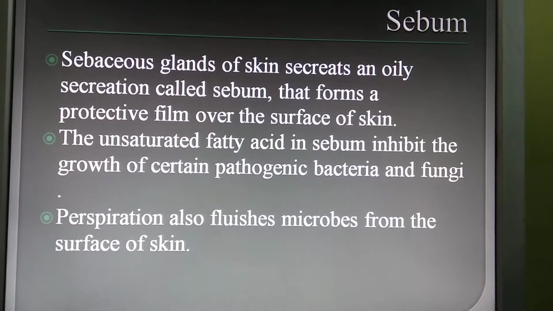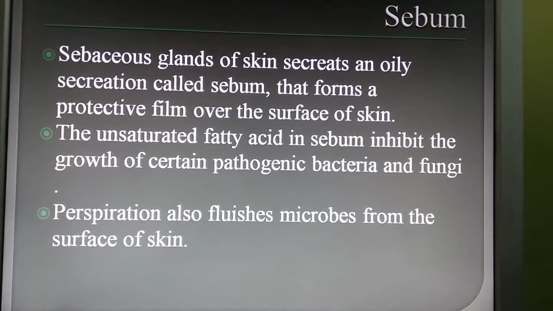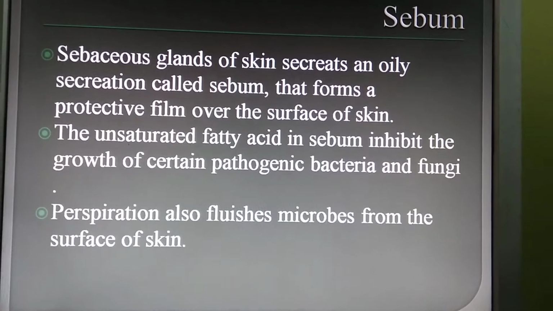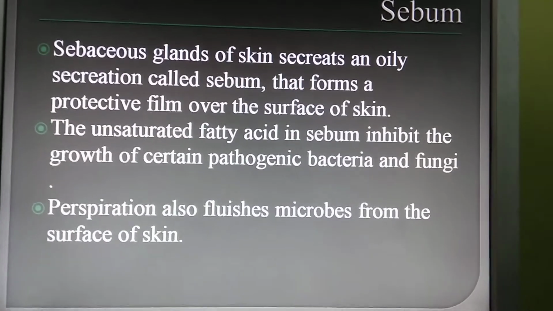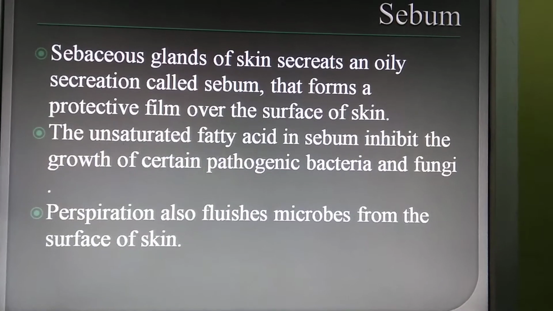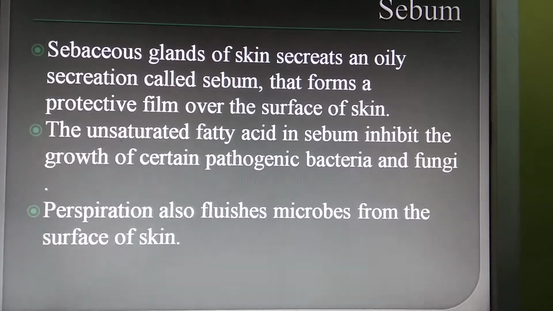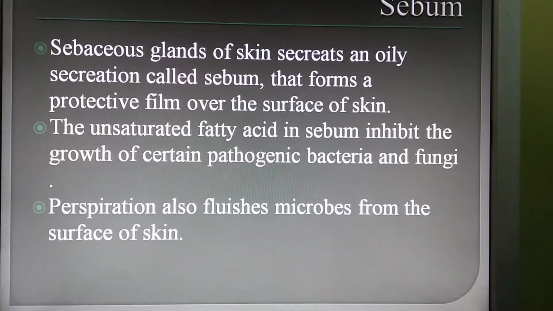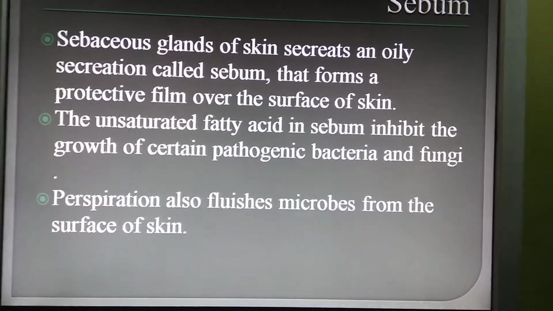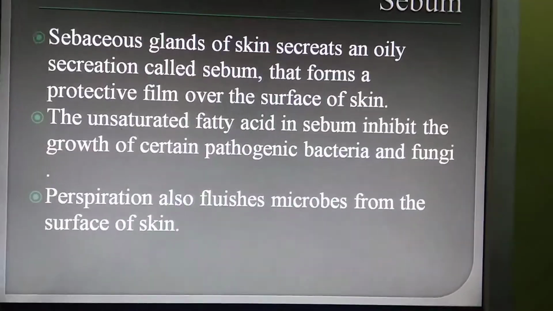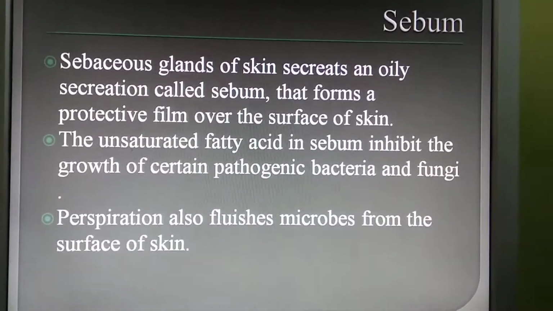Sebaceous glands of the skin secrete an oily secretion called sebum that forms a protective film over the surface of the skin. The unsaturated fatty acids in sebum inhibit the growth of certain pathogens, bacteria, and fungi. Perspiration also flushes microbes from the surface of the skin.